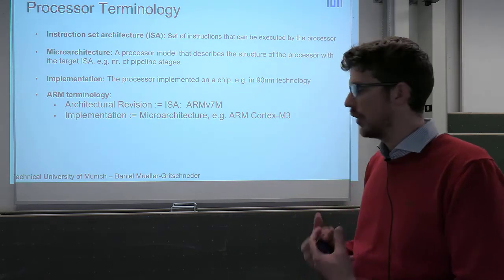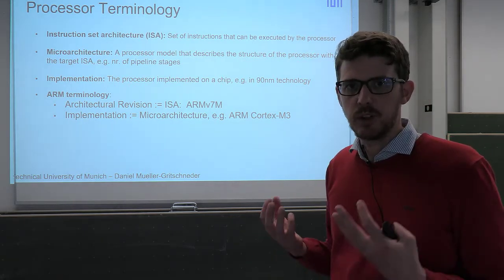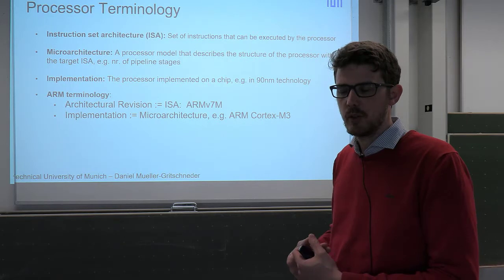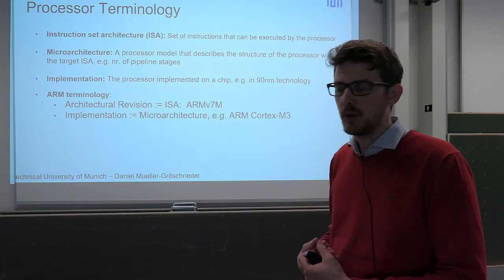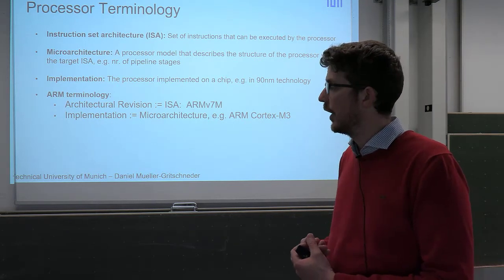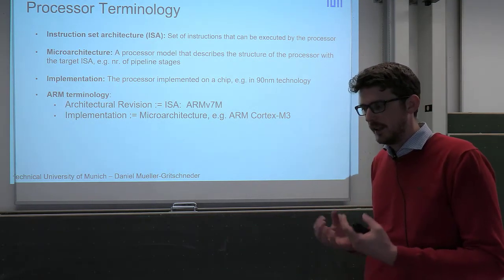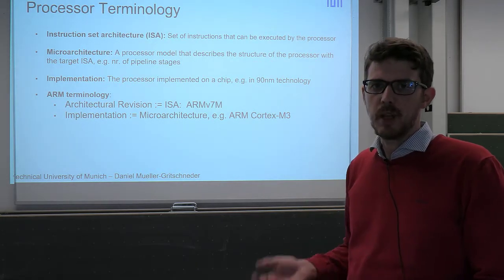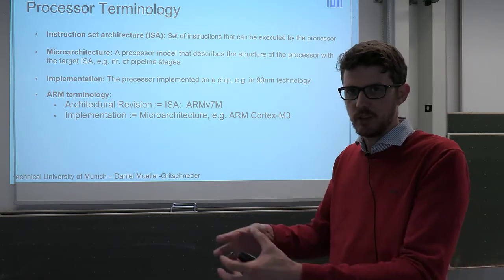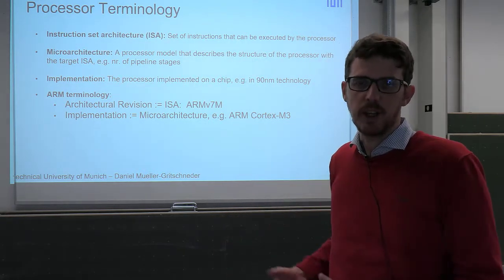And then, if you have such a microarchitecture, you want to bring it onto your chip. So let's say you are producing a microcontroller. ST is producing an STM32 microcontroller, and they will put a certain microarchitecture, so a processor, on it, for example from ARM or another vendor. Then you fabricate this chip, maybe in a 90 nanometer technology, and this is then called one implementation. And this implementation has this microarchitecture and supports this ISA.